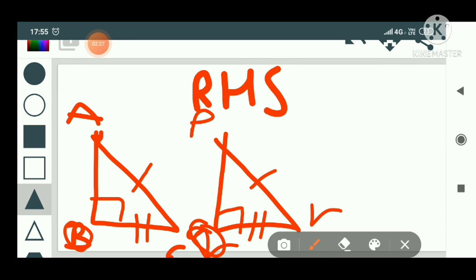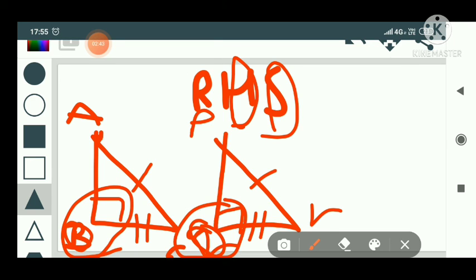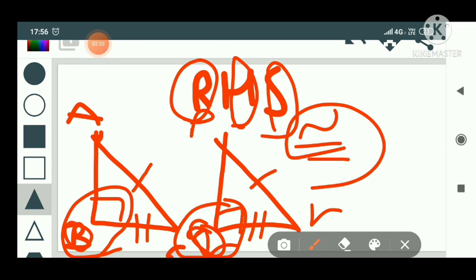In this case we see that AC is equal to PR, which is the hypotenuse, and BC equals QR, which represents S, that means side, and the 90 degrees at B and Q are equal, which is represented by R. So by RHS congruency we prove that triangle ABC is congruent to triangle PQR. So this is what is meant by congruency in triangles.